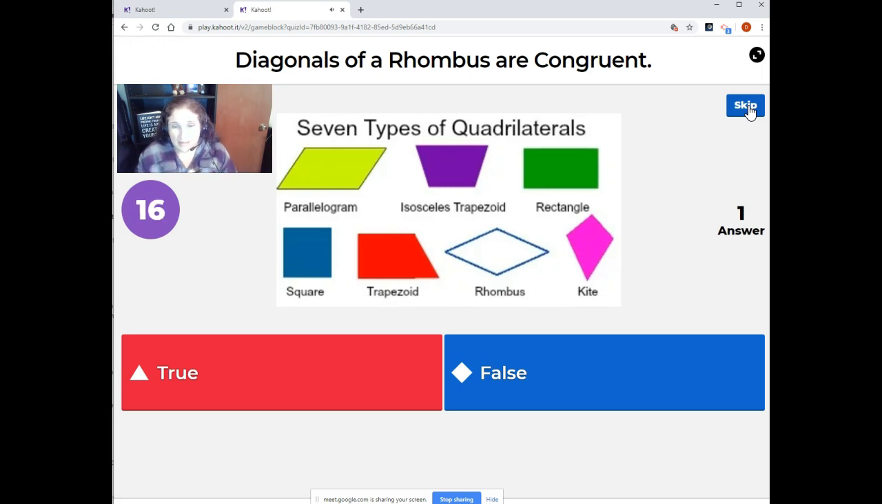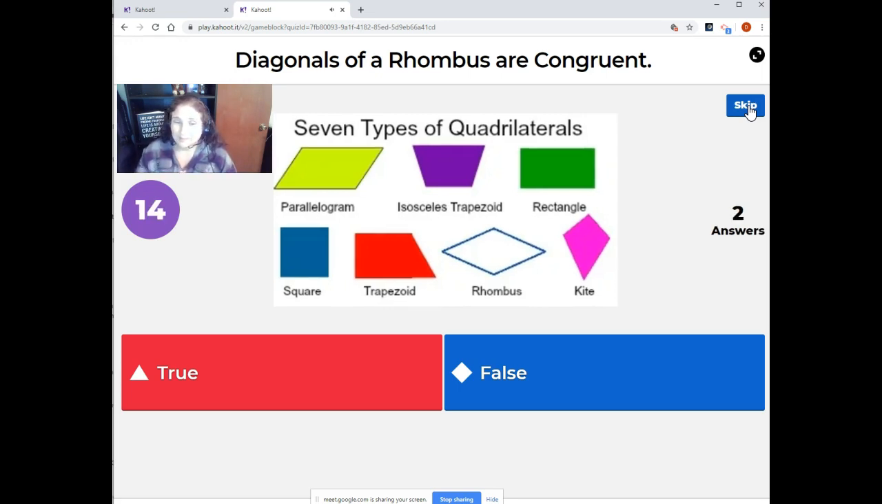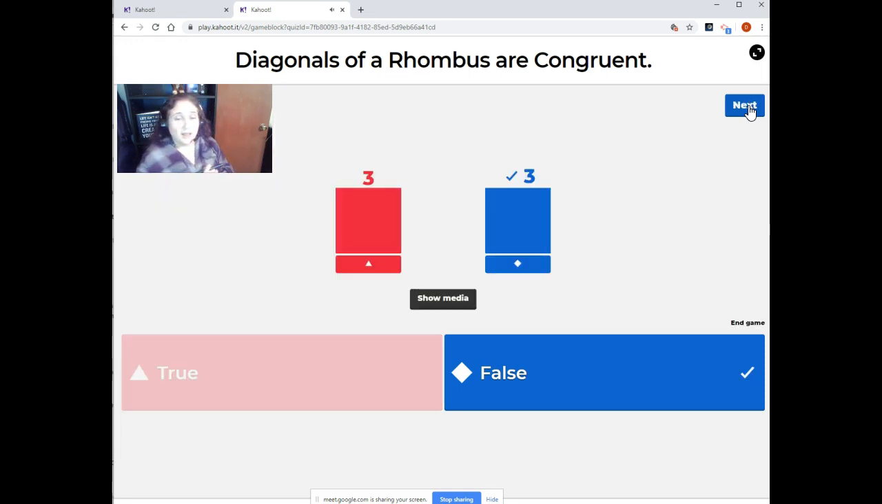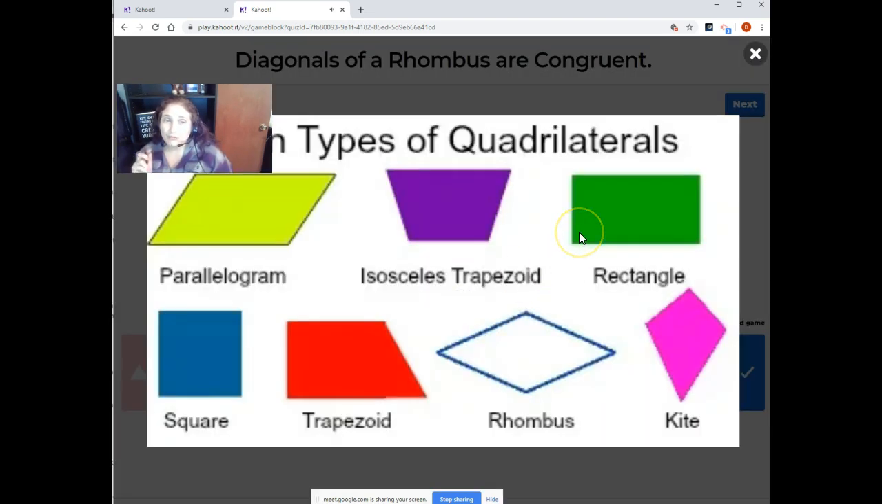Diagonals of a rhombus are congruent. Look at the picture of the rhombus. Draw the diagonals. Do you think the lines are the same? That is actually false. In order for the diagonals to be congruent, you need to have right angles, because that's what forms the Pythagorean theorem. So rhombuses do not have right angles unless they're squares. So the only time you're going to have congruent diagonals is if you have a rectangle or a square.